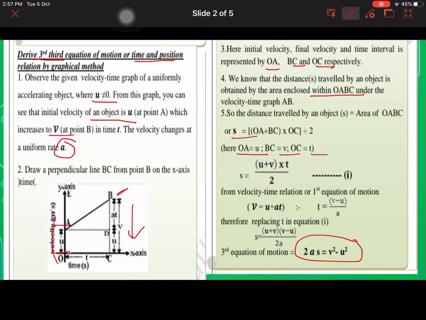By putting these values in the above formula, we get this equation: S is equal to (u plus v) into t upon 2. From the first equation of motion, we know that v is equal to u plus at, or t is equal to (v minus u) upon a. So we will put this value here in place of t. We will get this equation, S is equal to (u plus v)(v minus u) upon 2a, and we get the third equation of motion.